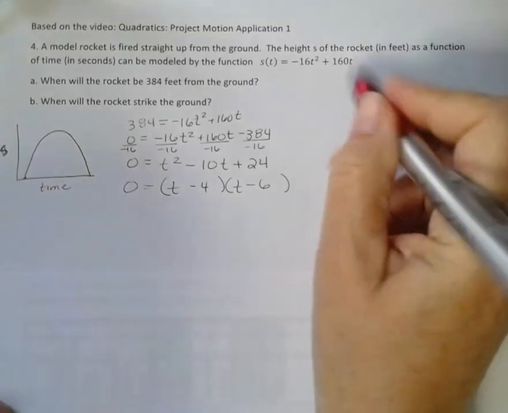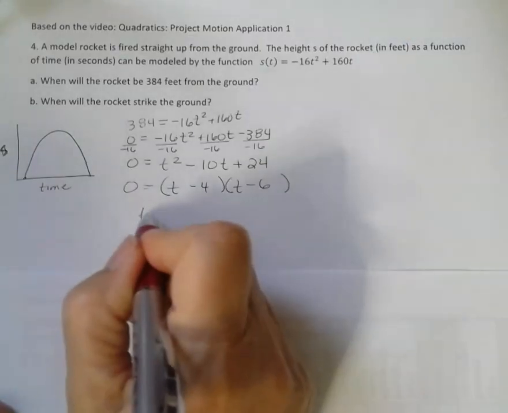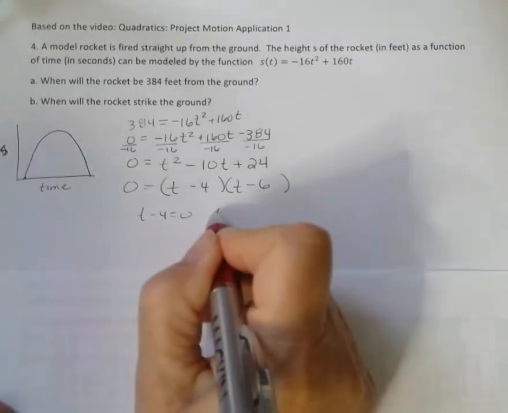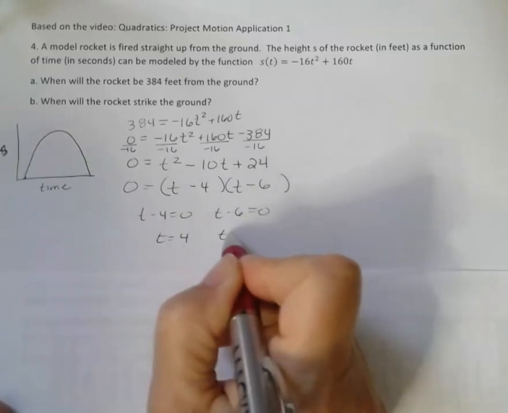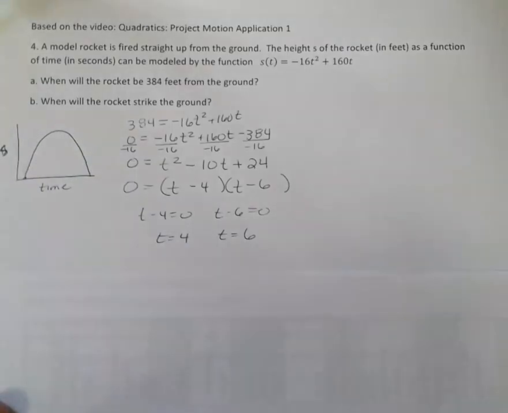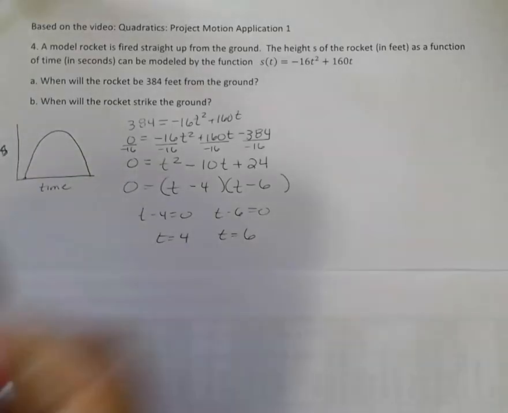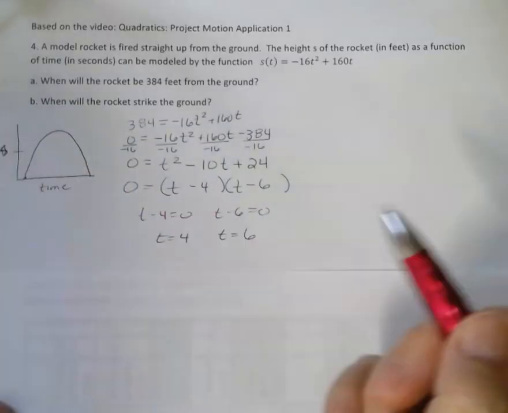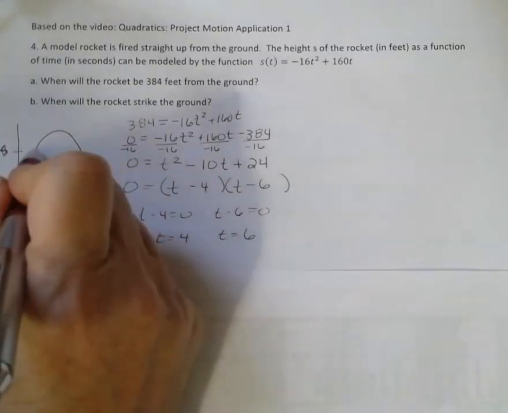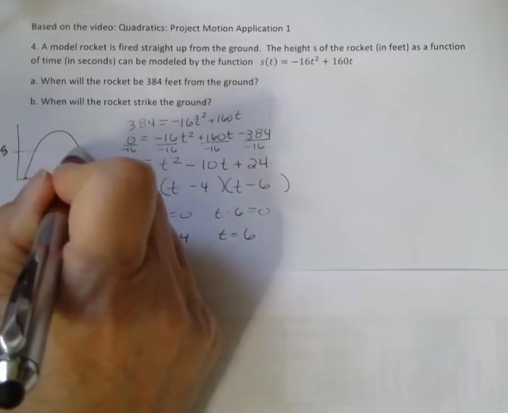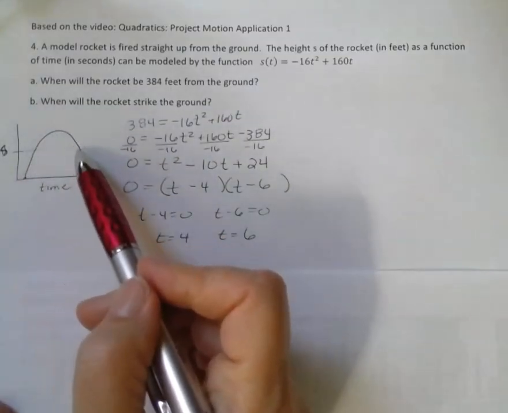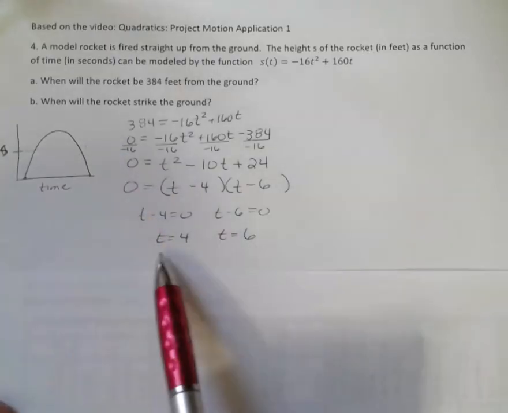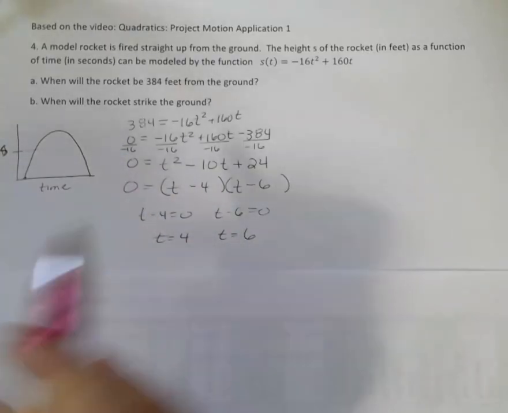Then I'm going to set both of those equal to 0. t minus 4 equals 0 and t minus 6 equals 0. And that tells me t is 4 or t is 6. Does it make sense for us to get two answers? Well, yeah. Let's say that this is our height of 384. If we look over here, there's two different times when it hits that height, right? It goes up, it hits that, it goes up a little higher, it comes back and hits that height again. So it totally makes sense when we have a projectile that we can have something that hits the same height twice in that period.